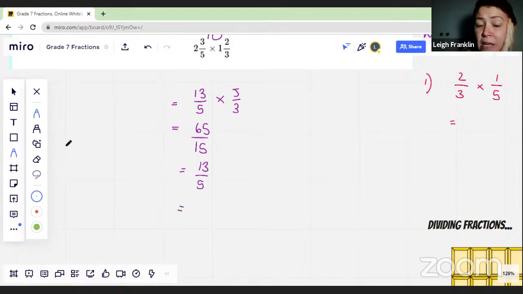And then again, if they expected us to make that into a mixed fraction, 5 is going to go into 13 2 times, because 2 times 5 is 10. So 13 minus 10 is 3. That goes at the top and 5 goes at the bottom.